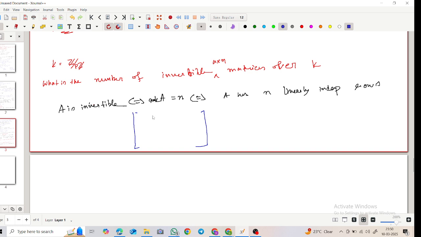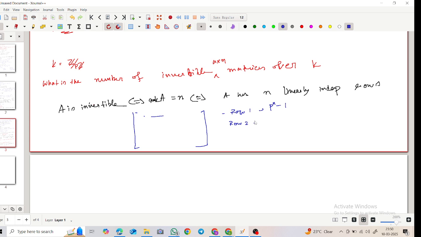Whatever I choose for the first row, the second row should not be a scalar multiple of it. So he is saying that row 1 you choose in any way, just not the null row. So how is that possible? This is p to the power n minus 1, right? Yes, p to the power n ways you can fill up the first row, just minus the null row. Okay. The second row, row 2, should not be a multiple of the first one.